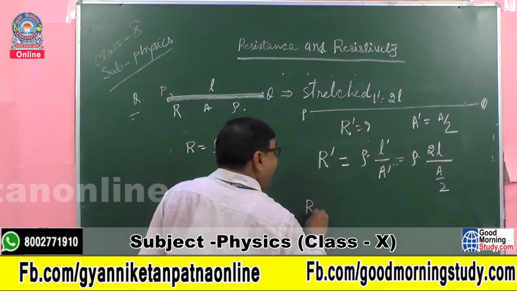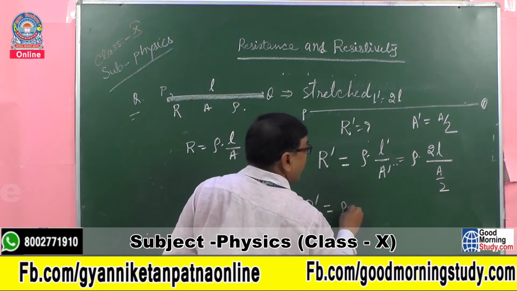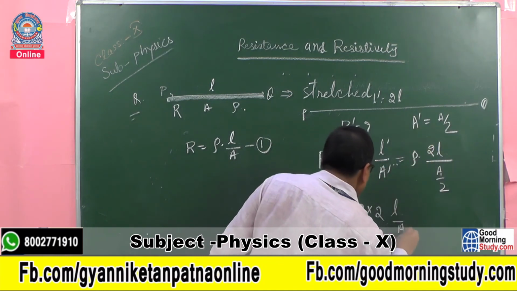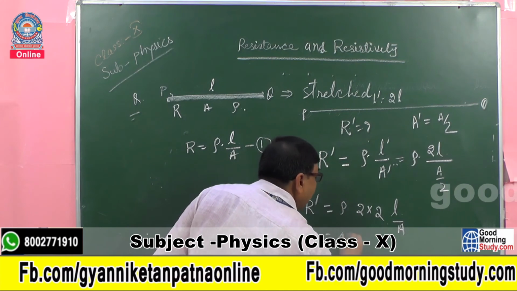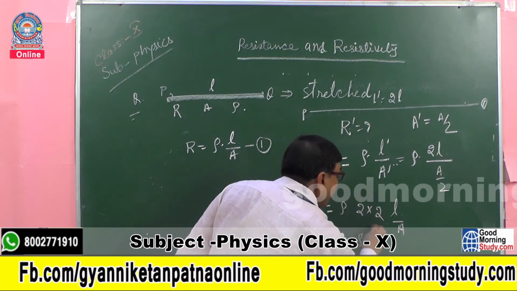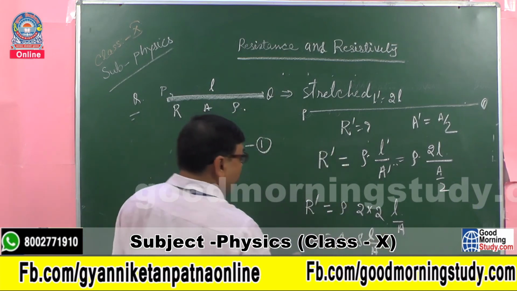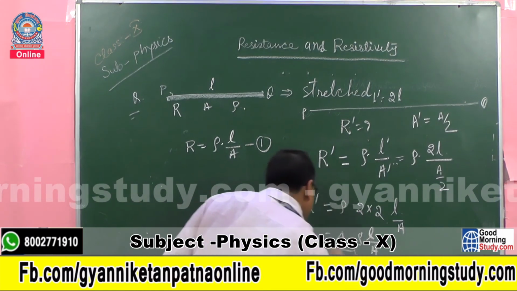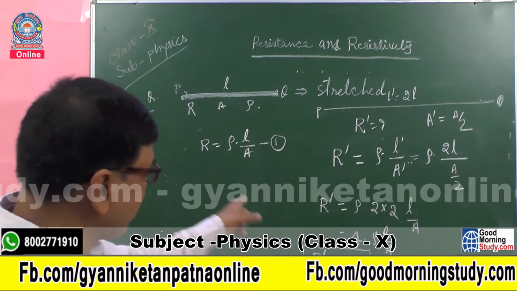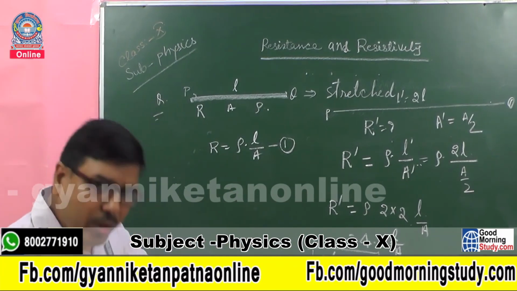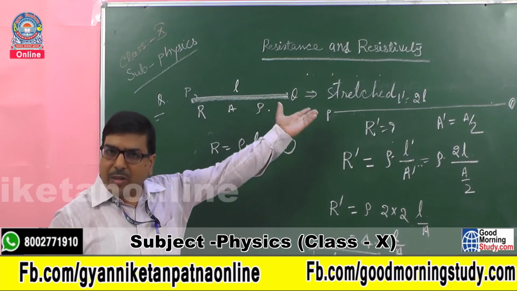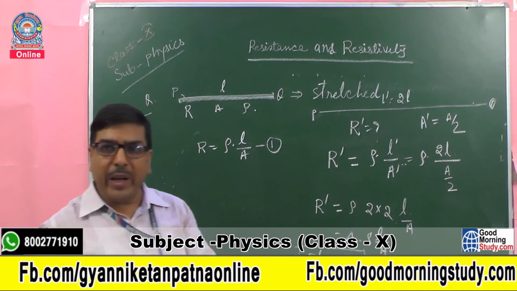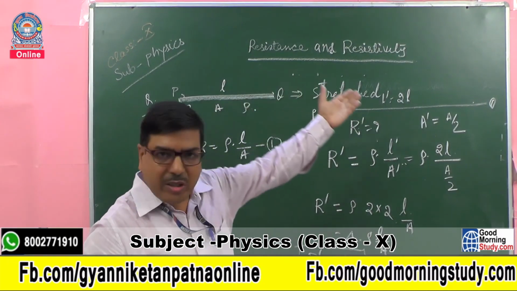So now R dash is equal to rho into 2L upon A by 2, and this 2 goes up. So 2 into 2, 4 into rho into L upon A. So R dash, the new resistance, is 4 times the old resistance. This is clear, students? So these are some numericals based on resistance and resistivity. This will help you to solve various numericals related to resistance and resistivity.